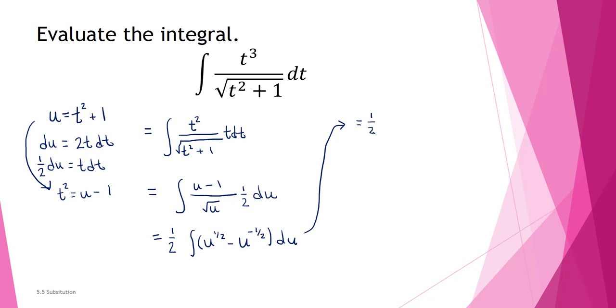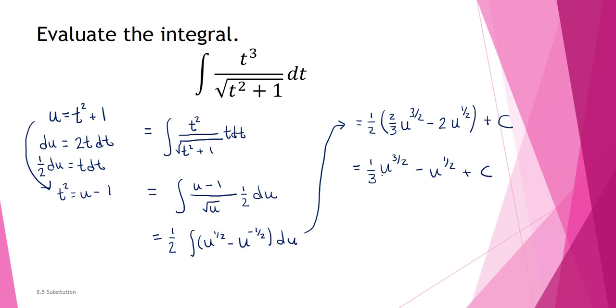So I have 1/2. The antiderivative for u to the 1/2 is u to the 3/2 multiplied by 2/3. The antiderivative for u to the negative 1/2 is u to the positive 1/2 multiplied by 2. Because it's an indefinite integral, we're putting plus c at the end. Just to clean it up, I'm going to distribute the 1/2. So we have 1/3 u to the 3/2 minus u to the 1/2 plus c.